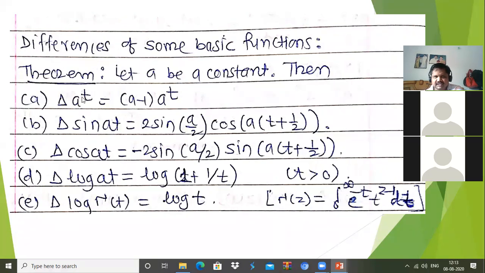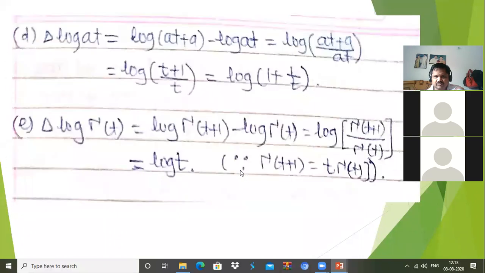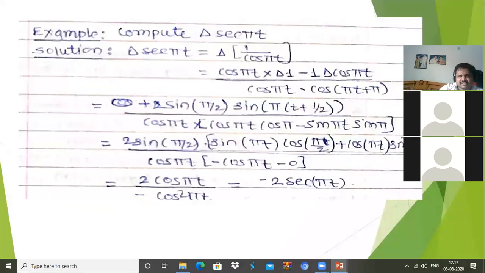What is the difference of delta a to the power t? What is the difference of sin at, cos at, log at, log of gamma t? These are the basic functions, and these also we have proved there. Now we will see some extra examples regarding this.